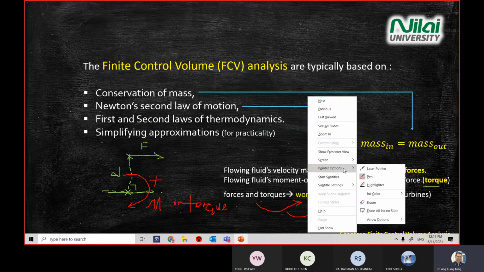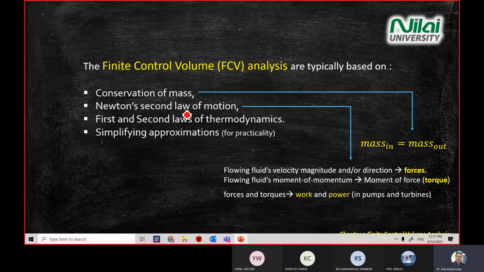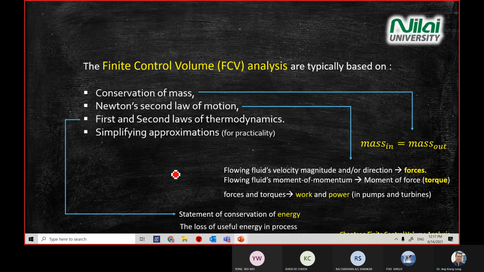So we have covered conservation of mass. We covered second Newton law. The third one, thermodynamics, is more on the energy, conservation of energy. So we'll look into it later on. We will look at the forces, losses, and so on. Okay, so these are the four main ideas for this chapter.